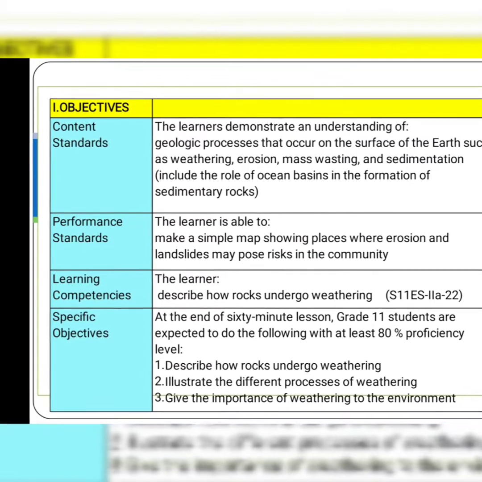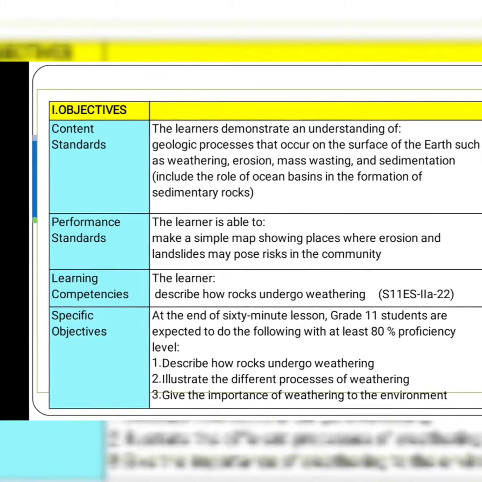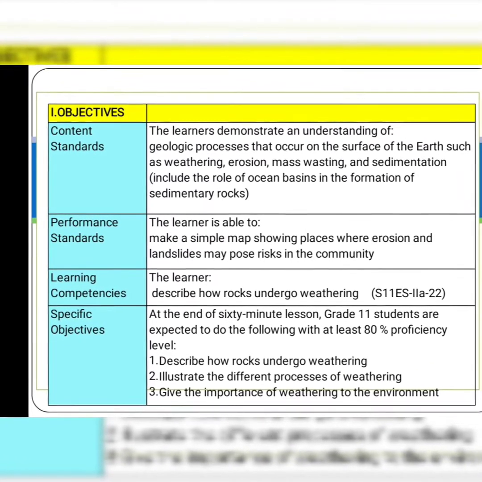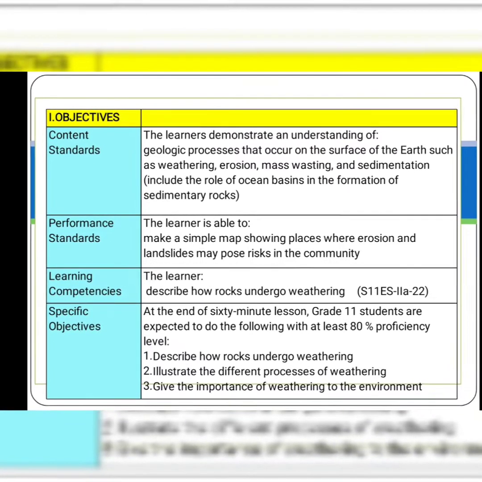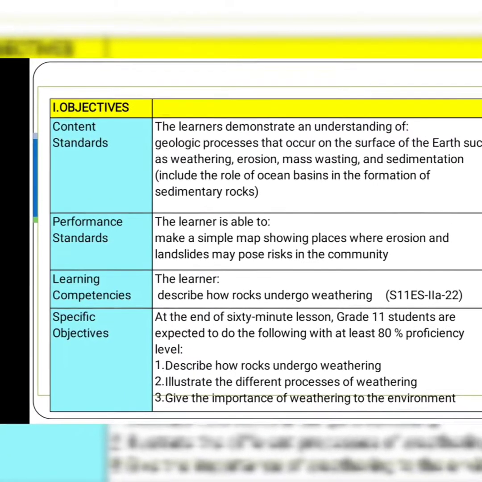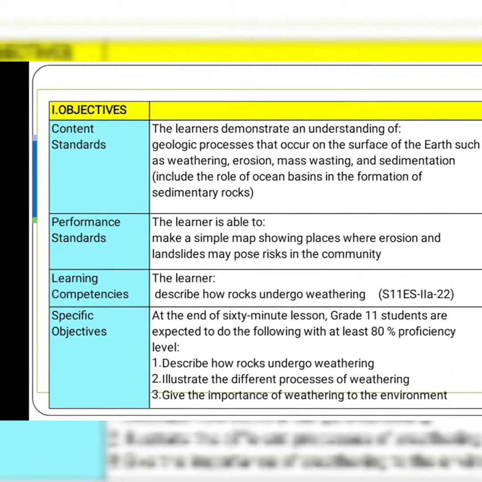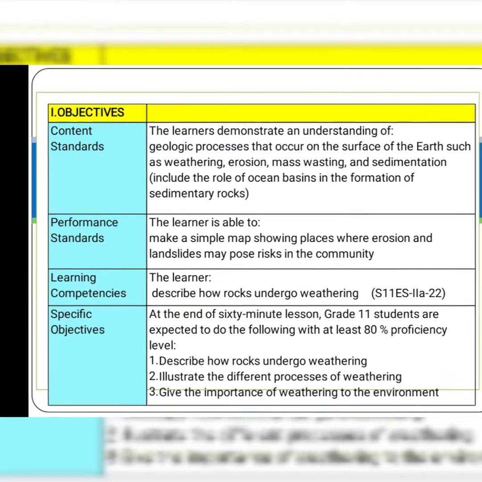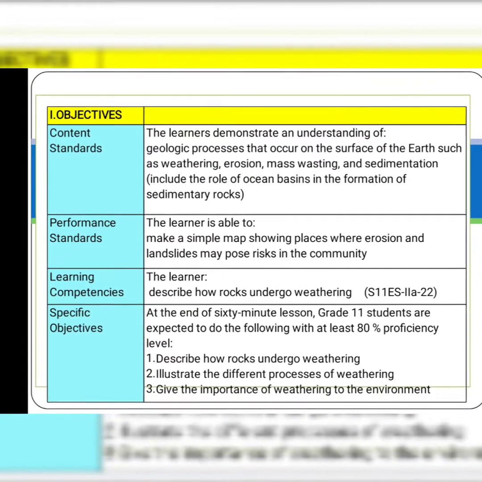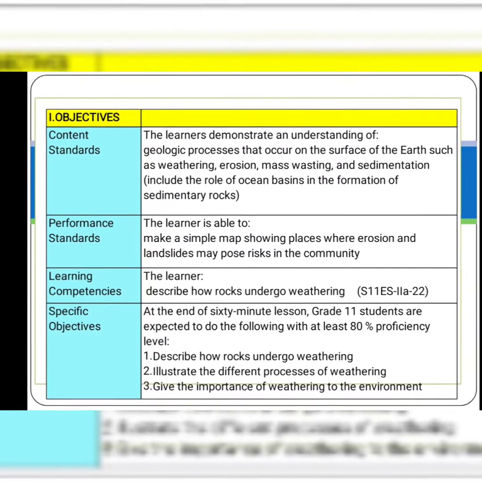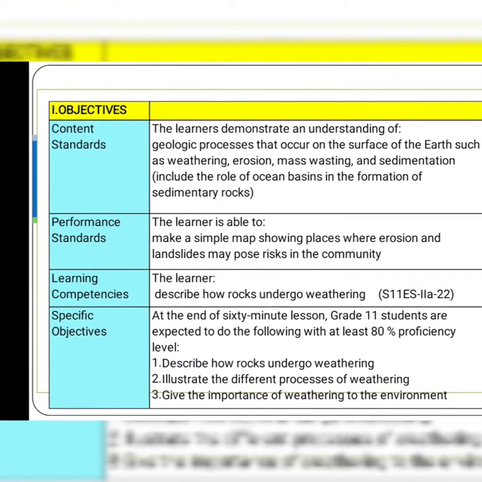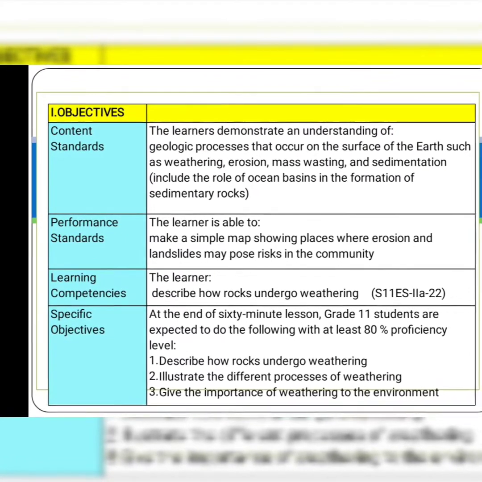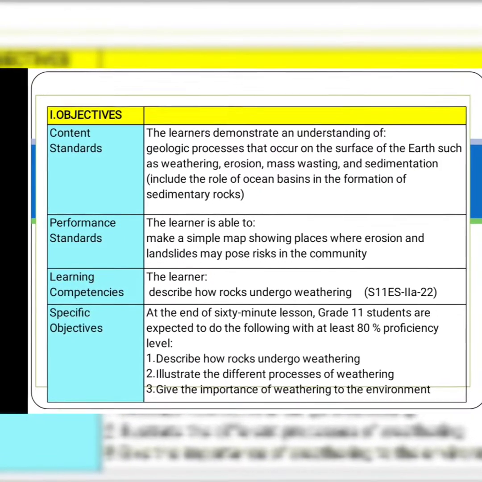First, we're going to write the objective. The format that I'm going to teach you is the format being used by the Department of Education. Since you are aspiring teachers who would become part of the DepEd in the future, it is also important to familiarize yourselves with the format of the lesson plan used by the public school teachers.